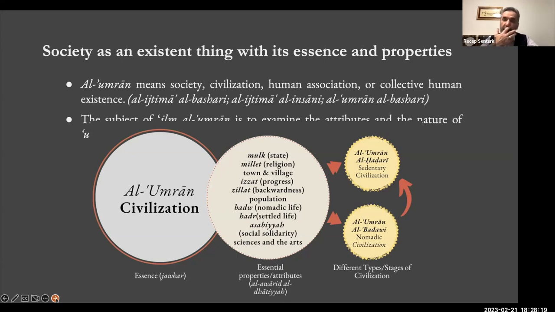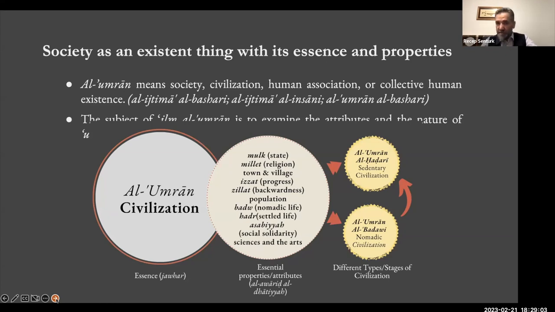This distinction between essence and attribute or accident is derived originally from the Greeks, from Aristotle and other scholars. So if this perspective is applied to civilization, what are the essential attributes of a civilization? It's mulk, millet, izzat, dhillat, badw, hadr, asabiyya. These are the essential attributes of civilization.